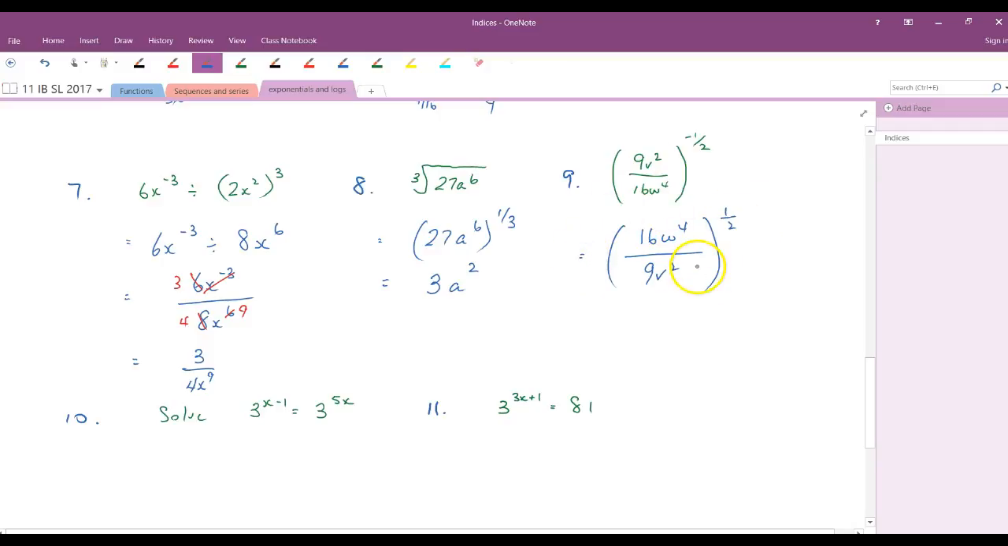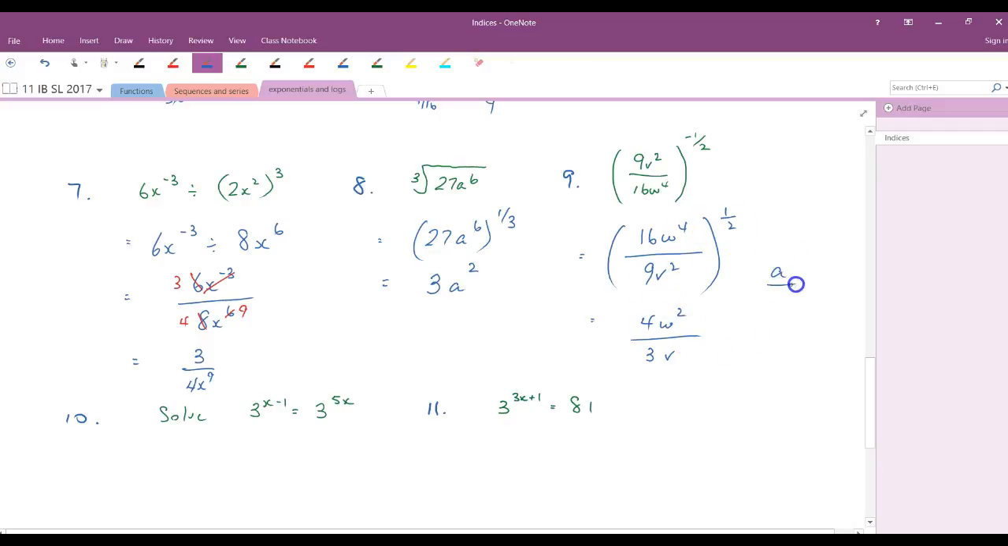Now it's, I think, easier to do. With fractions, when you raise to a power, you can deal with each of the numerator and denominator separately. So 16 to the 1/2, 4. w to the 4 to the 1/2, w squared. 9 to the 1/2, 3. So that's the square root of 9. v squared to the 1/2 is just v. So 4w squared over 3v.